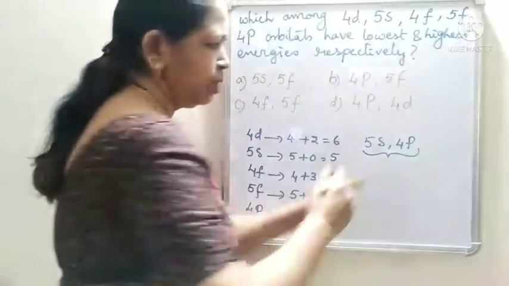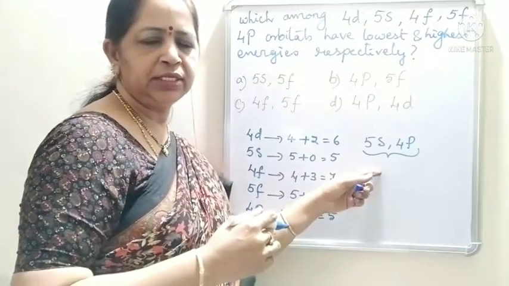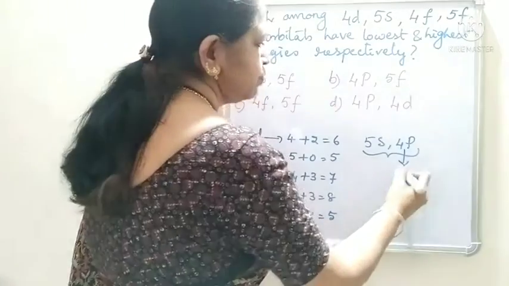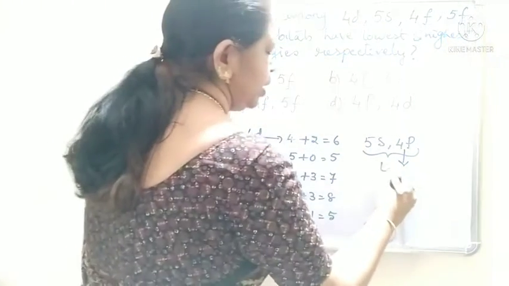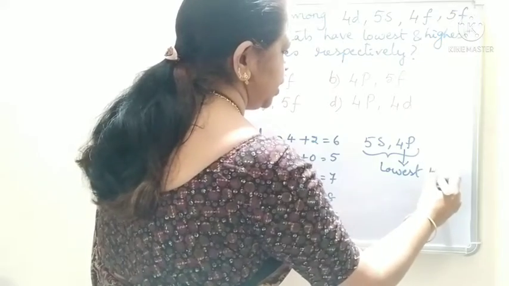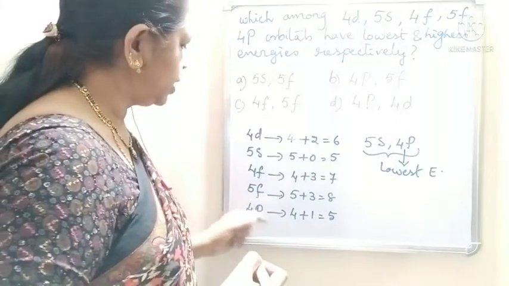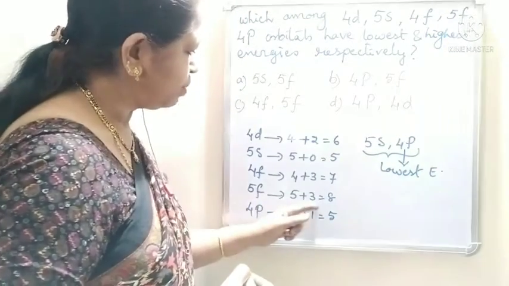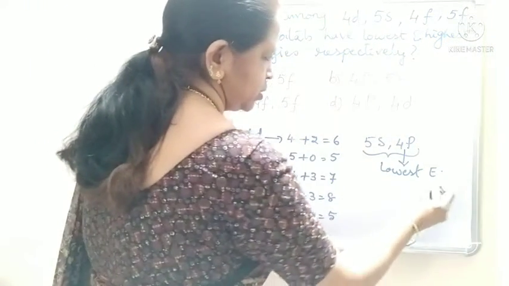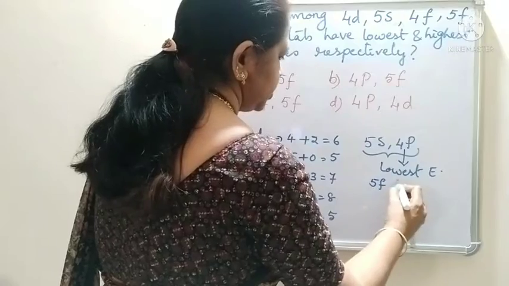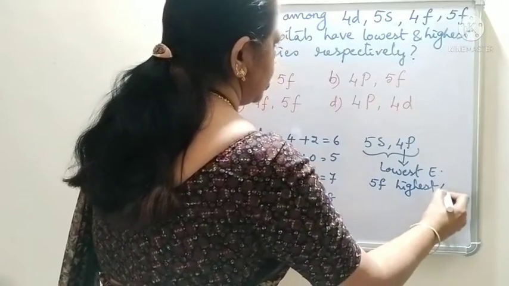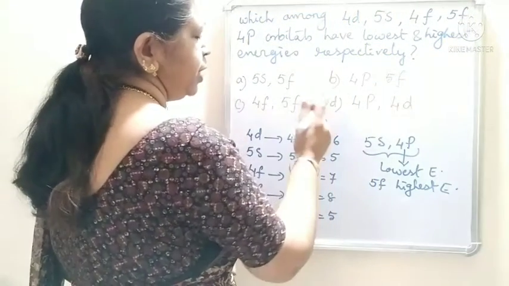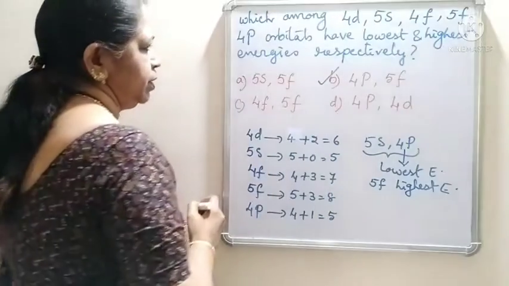Among these orbitals, the one with the lowest principal quantum number will have the lowest energy. So among these, 4p orbital is lower in energy. So this is the one with lowest energy. Now which will have the highest energy? It is obvious from these numbers that 5f orbital is the highest energy orbital. So 4p and 5f is present in the B option. So this is the correct one.